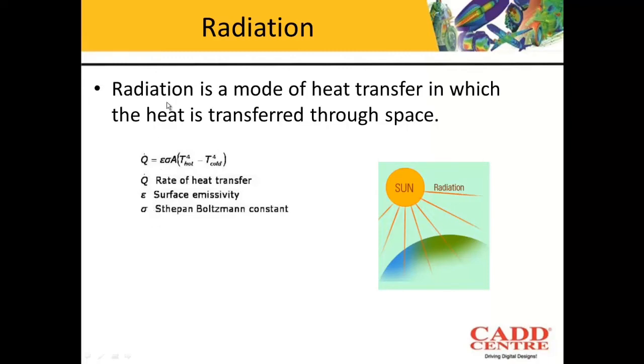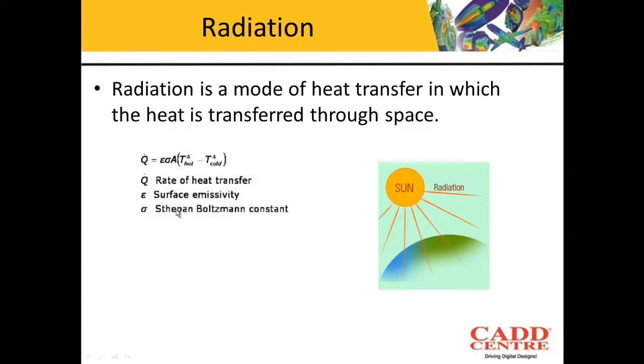Now when you talk about radiation, there are two types of bodies. Whenever a body is being radiated with energy or some rays, if it is a perfectly black body, it will absorb everything that is radiated on it. So it does not radiate anything back. It absorbs everything. So in that case, the emissivity is 1.